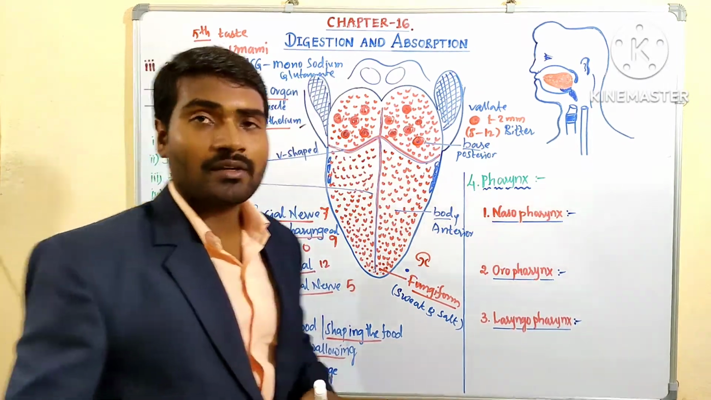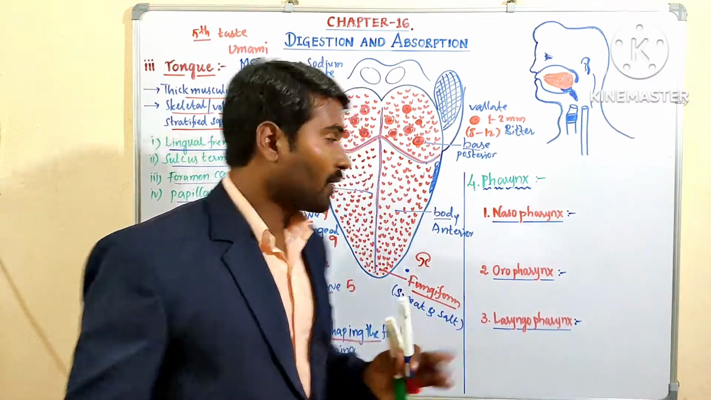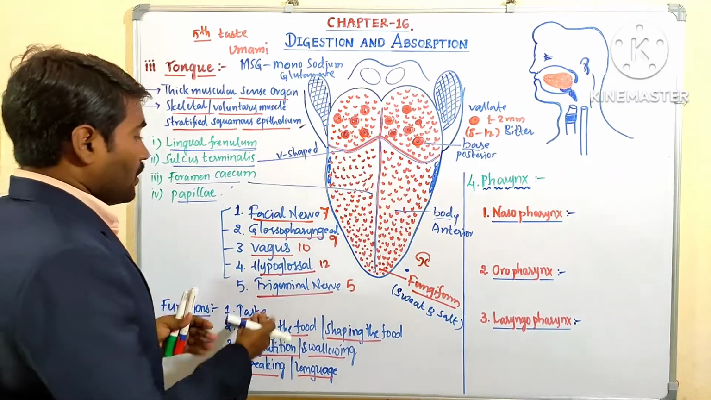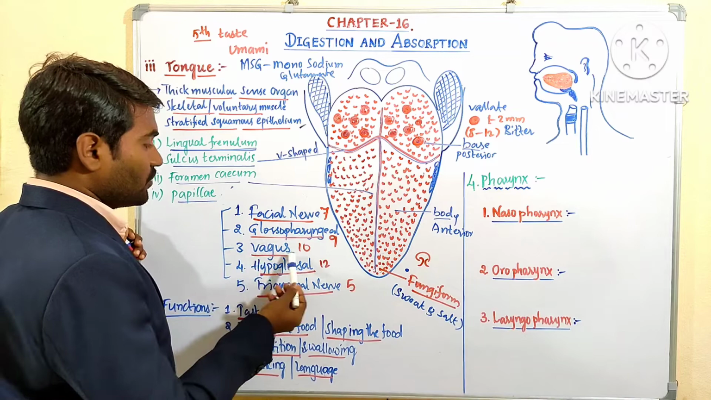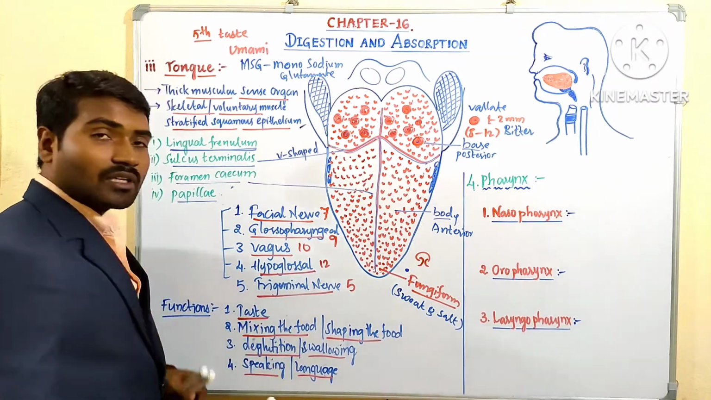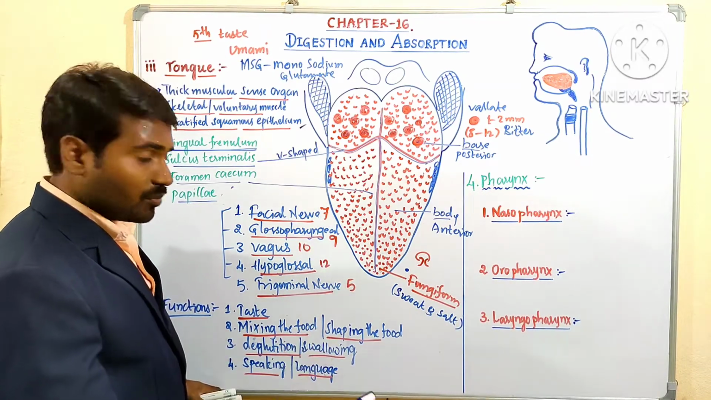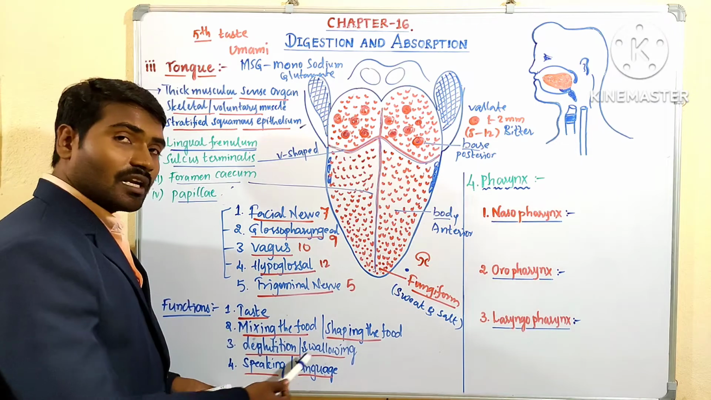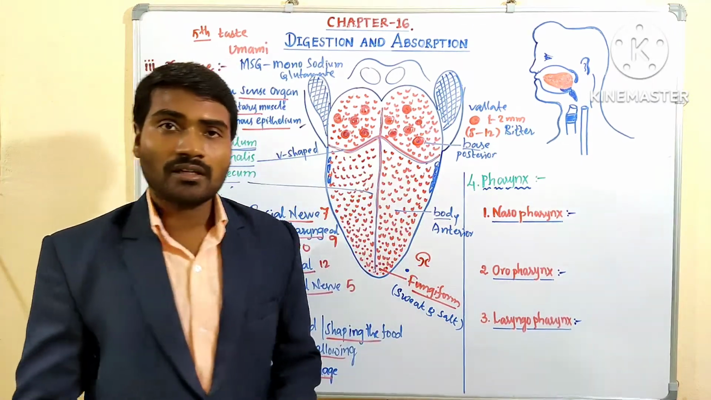Monosodium glutamate, MSG, gives this type of taste, which is called umami. The nerves connected with the tongue are the facial nerve, glossopharyngeal nerve, vagus nerve, hypoglossal nerve, and trigeminal nerve. The functions of the tongue are identification of taste, mixing of the food, shaping the food, helping in deglutition and swallowing, and speaking and language. These are the functions of the tongue.